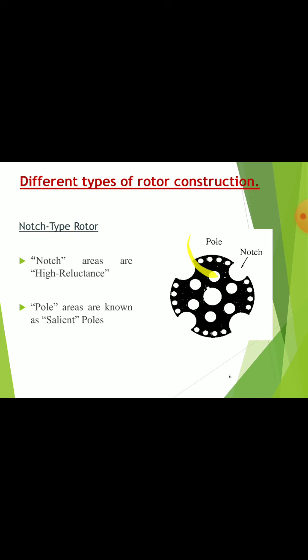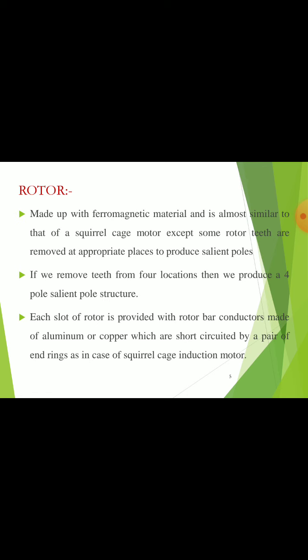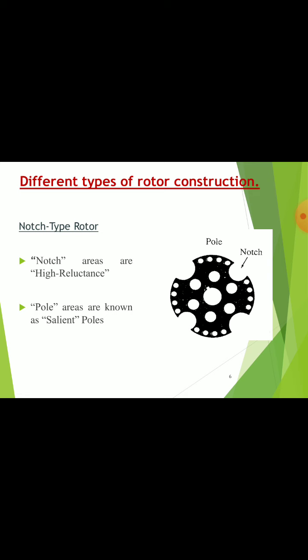We can see that in this area the air gap is minimum compared to the notch area. Therefore, in the pole area reluctance is minimum, and in the notch area reluctance is maximum. If we remove teeth from four locations, then we can produce a four pole salient pole structure, as shown in this figure. Here we are removing portions from this area.